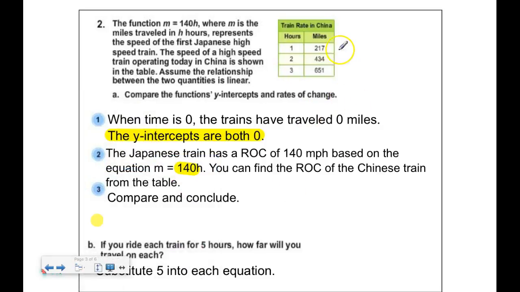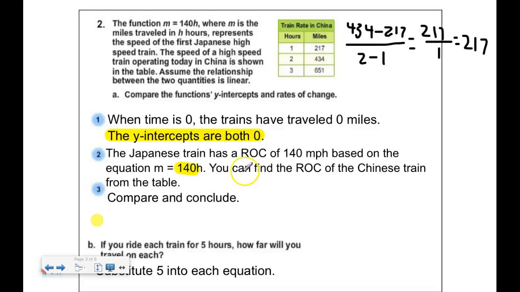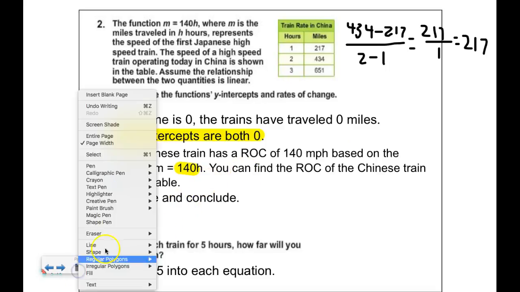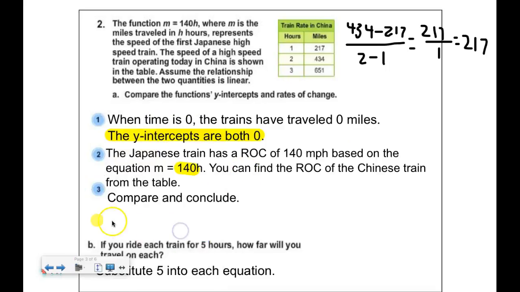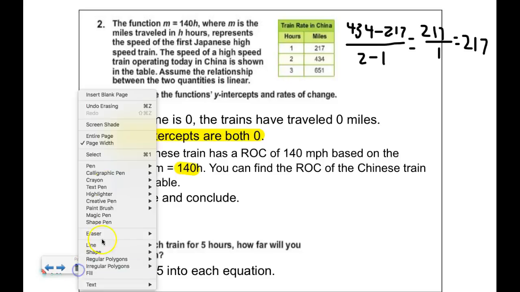So wherever you have room, we're going to need to subtract these two, 434 minus 217, on top, 2 minus 1 on the bottom. Hopefully you can see that it's going to be 217 over 1, which is going to give me 217 miles per hour. Quite a bit faster than 140, wouldn't you say? So compare and conclude. Again, this is going to be my conclusion sentence, very similar to what I did before.